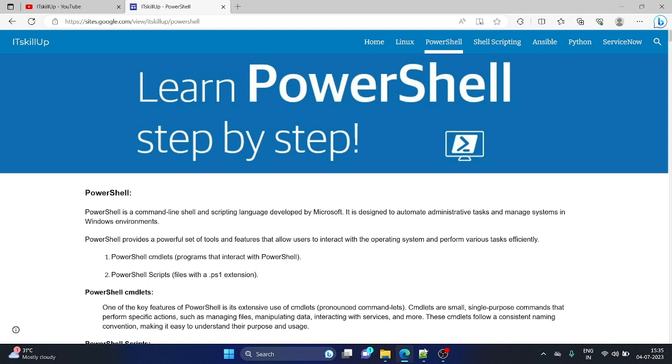PowerShell provides a powerful set of tools and features that allow users to interact with the operating system and perform various tasks effectively. One of those key features of PowerShell is its extensive use of commandlets and commands.